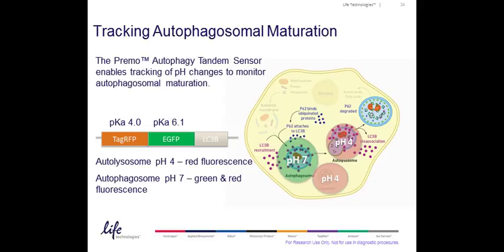By using two different fluorescent proteins which have different acid sensitivity, both of which are attached to LC3, you can track the maturation of the autophagosome by the loss of the pH-sensitive GFP, whereas the RFP, which is less pH-sensitive, retains its fluorescence throughout the pathway. And so the neutral autophagosome has fluorescence from both RFP and GFP, whereas the acidic lysosome has fluorescence only from the RFP.